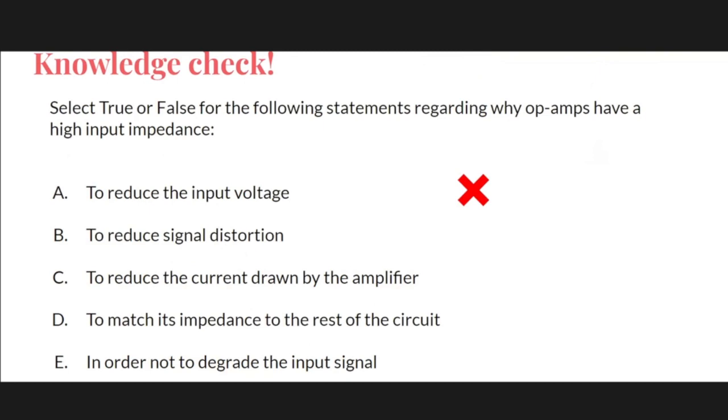Is it to reduce signal distortion? No, I think that's incorrect, because it reduces the current drawn in by the amplifier so that you don't degrade the signal, but it doesn't actually affect the signal itself. It's a very confusingly worded answer, that one. So this one is correct because it reduces the current drawn in by the amplifier. D is incorrect and E is correct because it does not degrade the signal, but it doesn't really take anything away from it either. And then that's also incorrect.